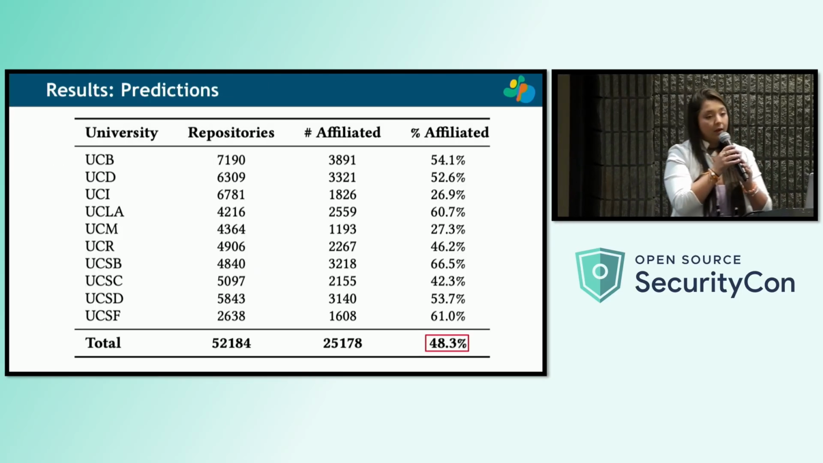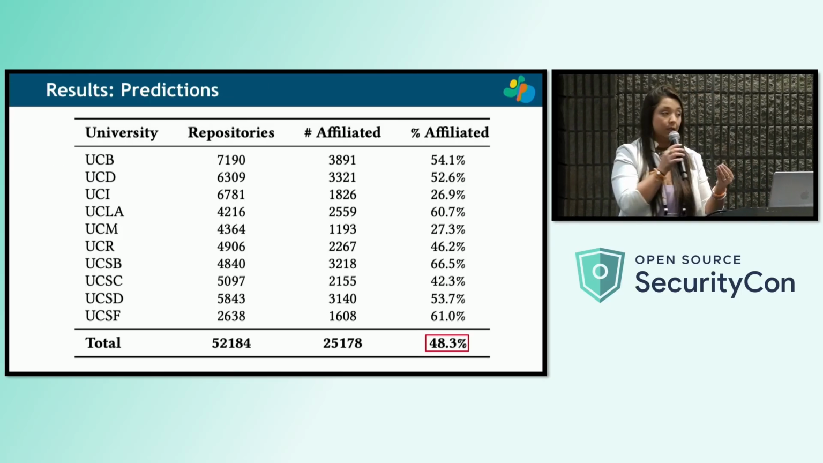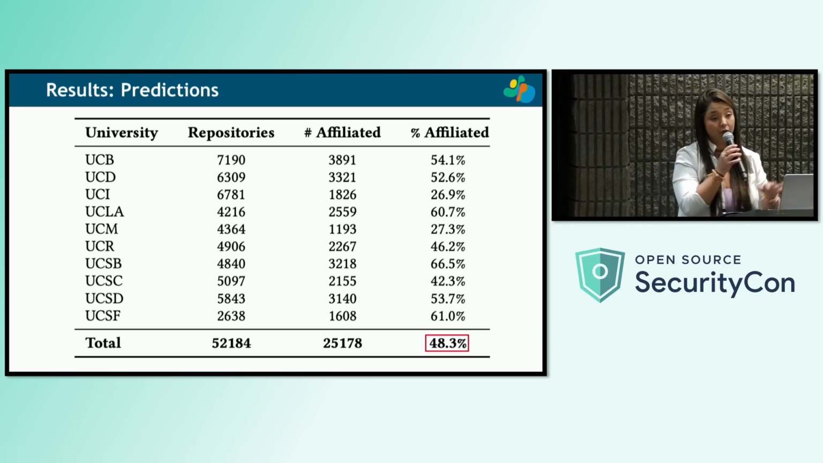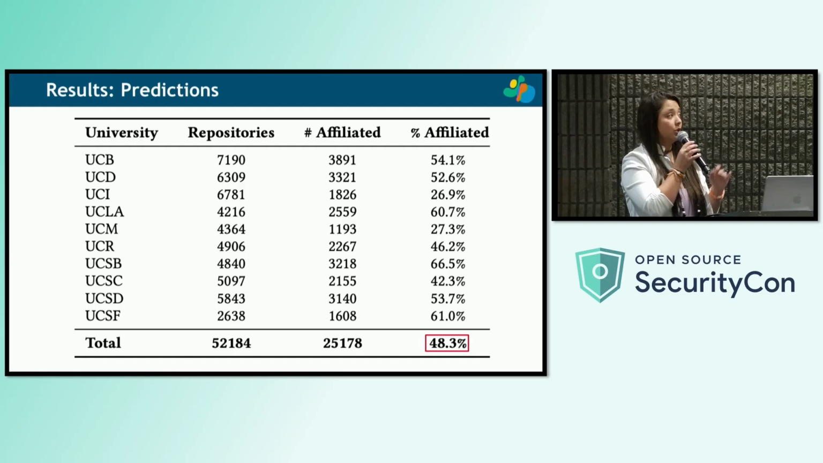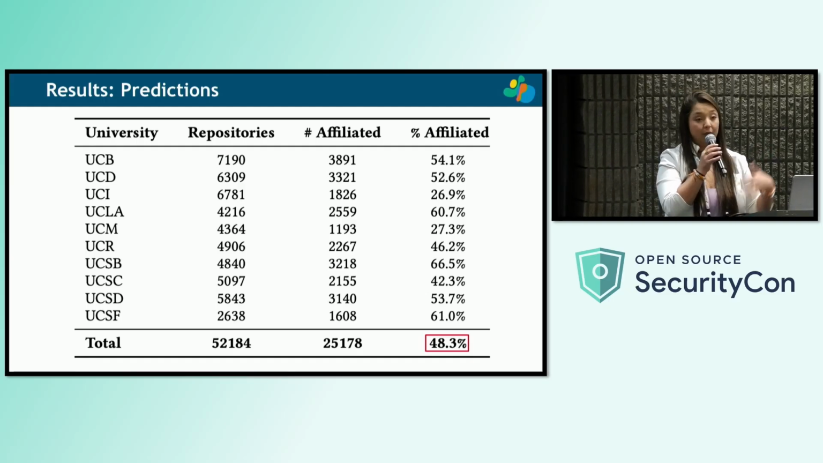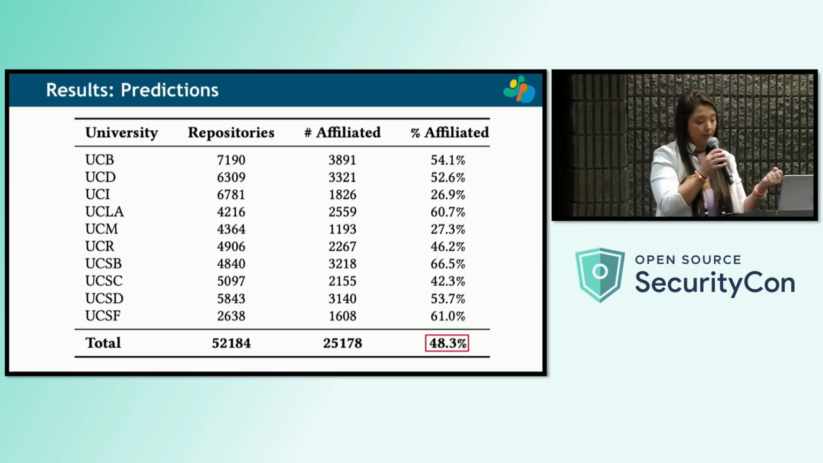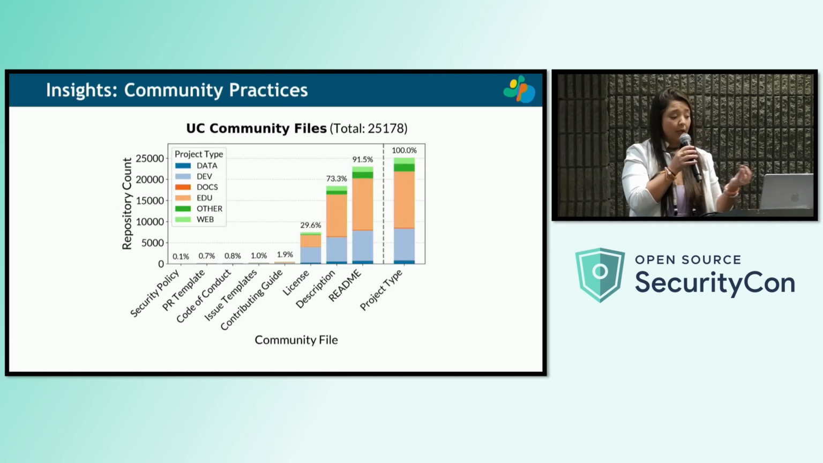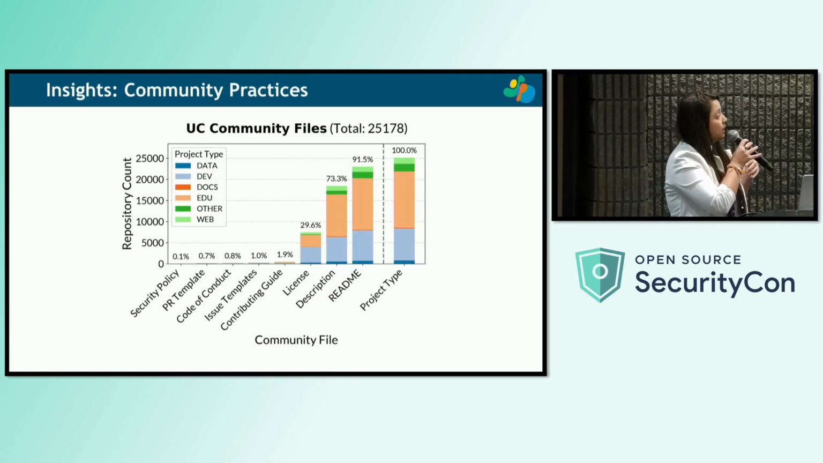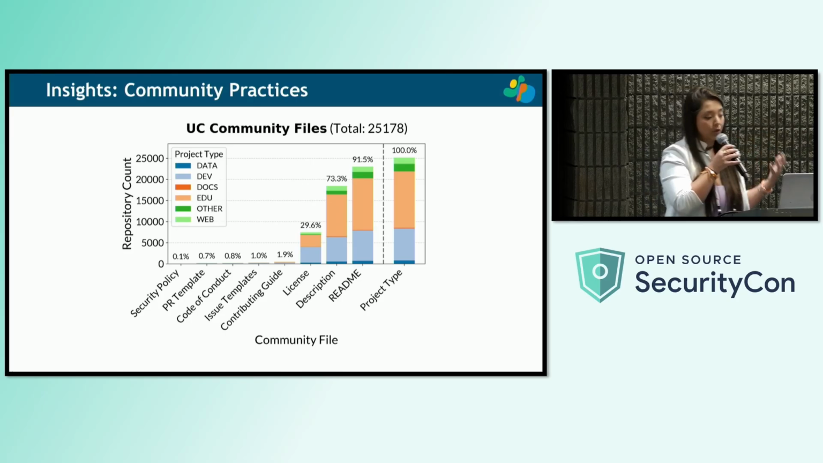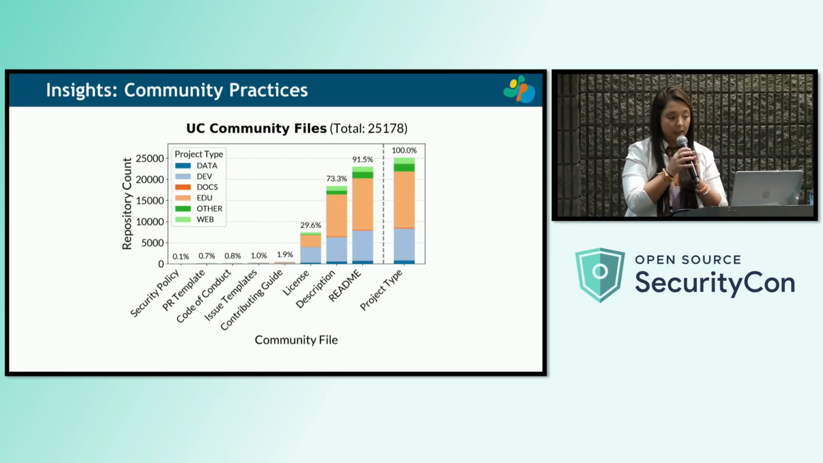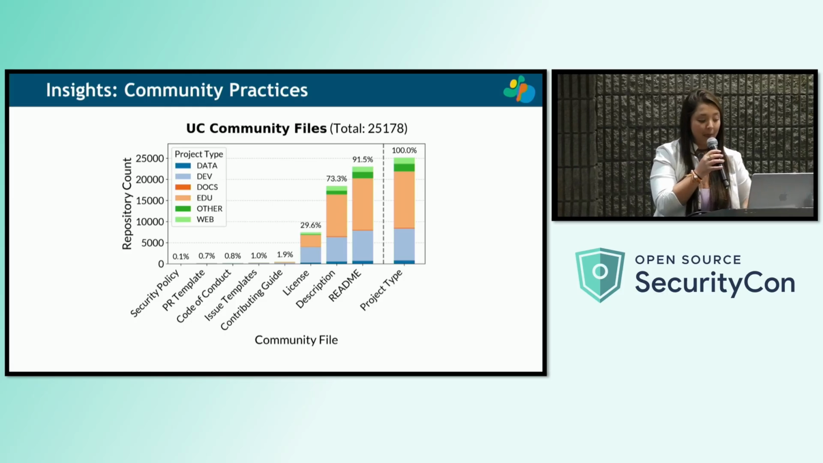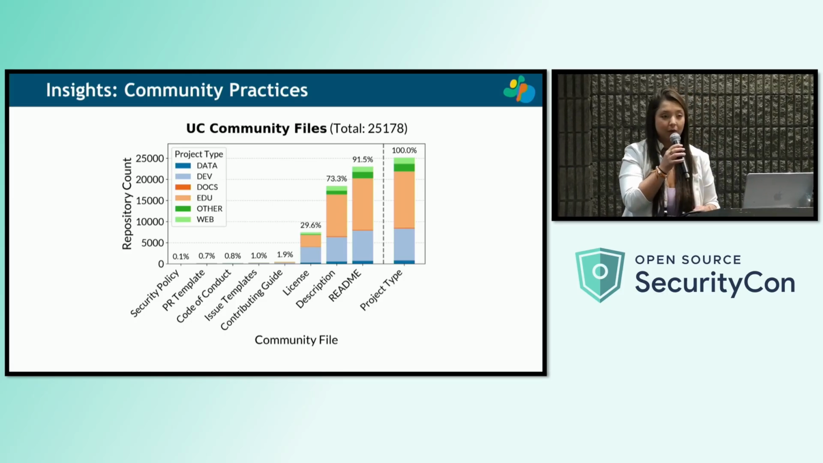But the data that I'm going to be talking about today comes from this search. So I was able to collect 52,000 repositories from the 10 universities of California, out of which around 50% of them are predicted to be affiliated with the University of California system. And while looking a little bit into some of these practices in open source of the projects from the UC system, I realized that we're not doing so great.